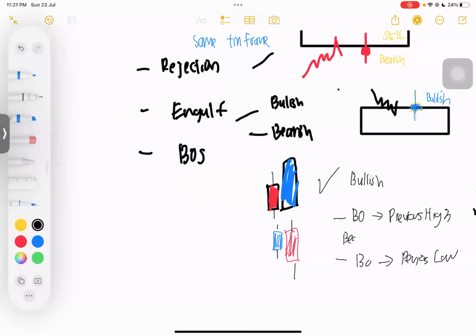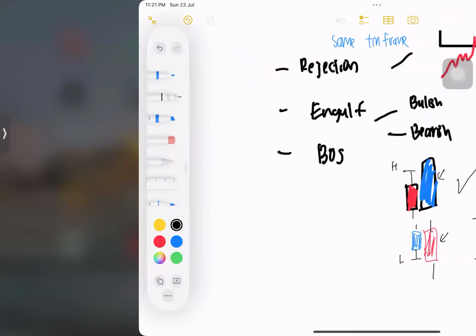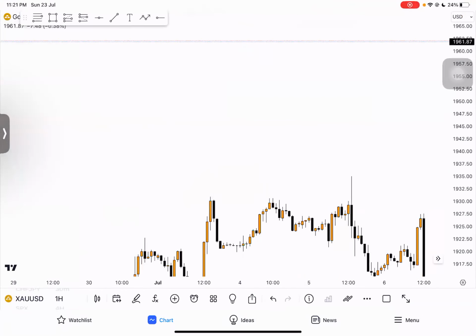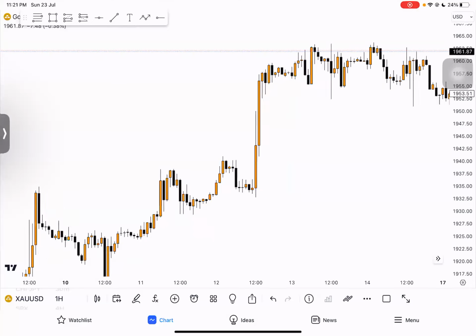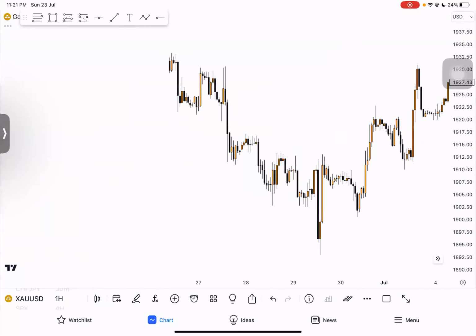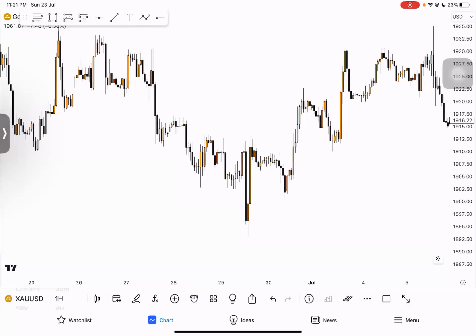Bearish and bullish, the key here is the engulf candles. The candles here have to close above or below the previous low or previous high for engulfings. Again, we're going to see the examples.